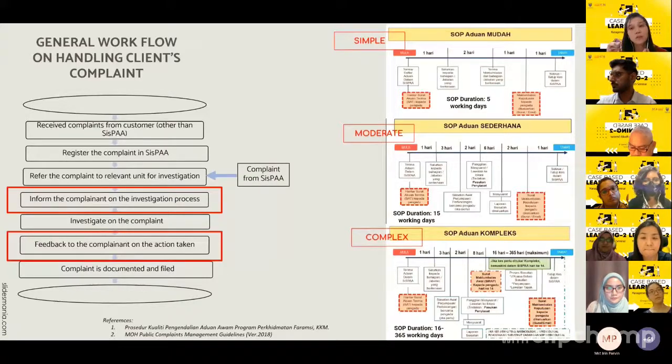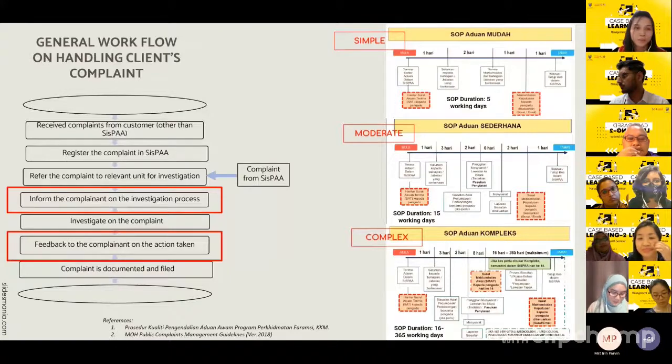I know some organizations tend to miss out on this, especially when to give feedback to the complainant. But usually the ISO audit will pick up on this, and the organization would normally get an OFI for it. So that's why it's very important to look into this aspect.